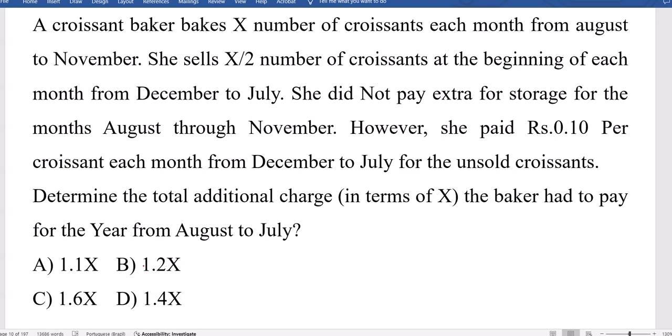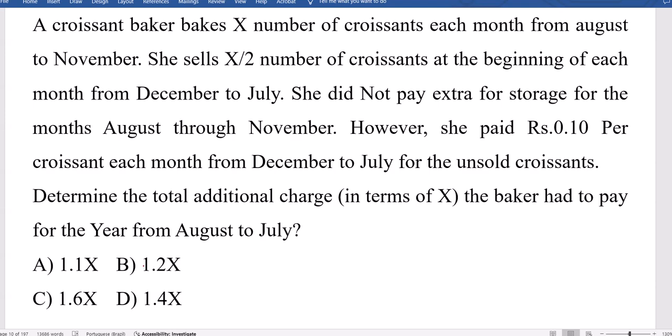Let us say simple cake. They are preparing x number of cakes each month from August to November, and they are selling x by 2 number of cakes at the beginning of each month from December to July. She did not pay extra for storage for the months August through November. However, she needs to pay 0.10 per cake each month from December to July for the unsold ones, which are in storage. For that, each one 0.1 should be paid in storage. That is from December to July. Initial 4 months there is nothing. Then you have to pay.